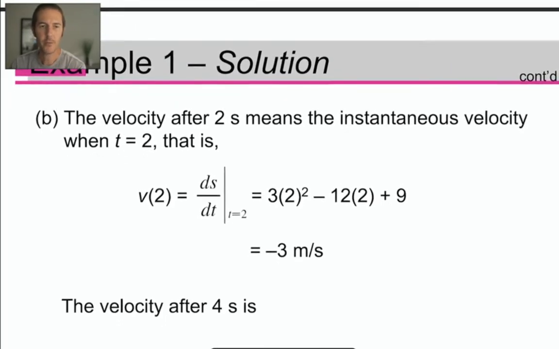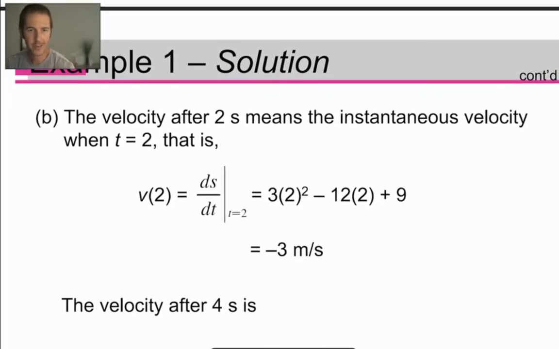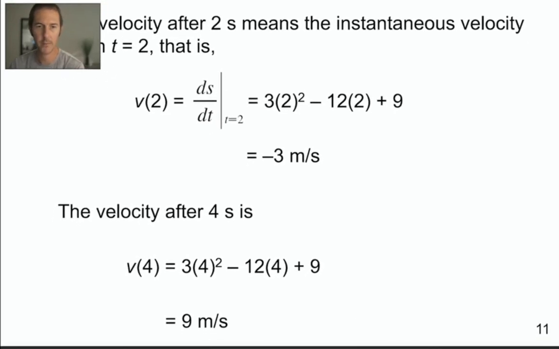Part B is asking for the velocity after 2 seconds, which means the instantaneous rate of change of position. In other words, velocity. In order to find the velocity when t equals 2, we simply take the number 2 and plug it into our velocity equation. So we're evaluating v of 2, in other words, the derivative of the position function with respect to time evaluated when t equals 2. You see the arithmetic happening there for a final answer of -3 meters per second.